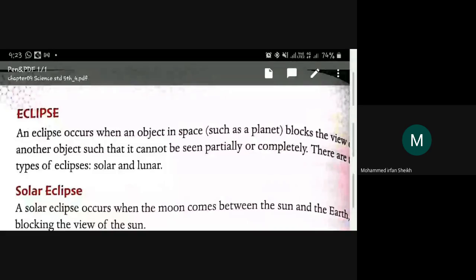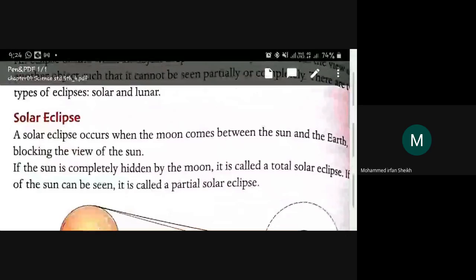Okay, now when something blocks our view, what will we call it? We will call it an eclipse, when we cannot see. There are two types of eclipse. First is solar eclipse and second is lunar eclipse. Solar eclipse happens with the moon. Let's read about solar eclipse.